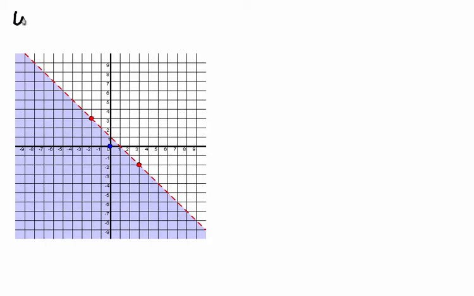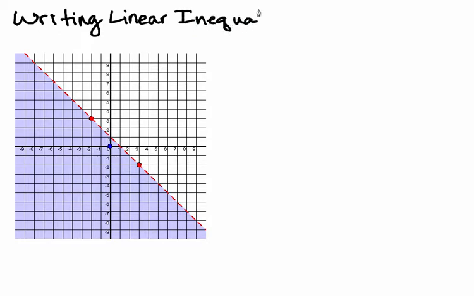This video is about writing linear inequalities from a graph. So we're going to take a graph like the one below here on the left and write the inequality that corresponds to the solution that is graphed here on the left. On the left here, we have a graph of a linear inequality. There's a boundary line that's dashed and it's shaded in one direction.